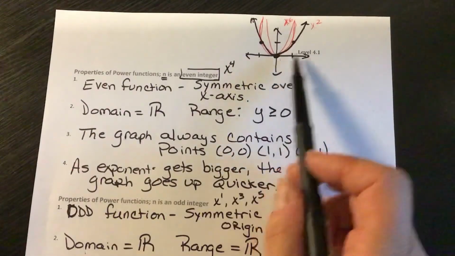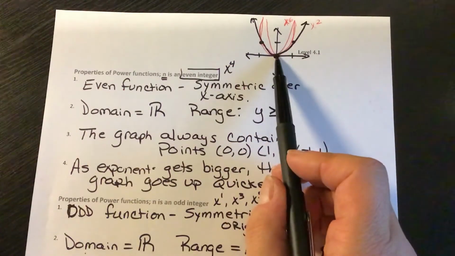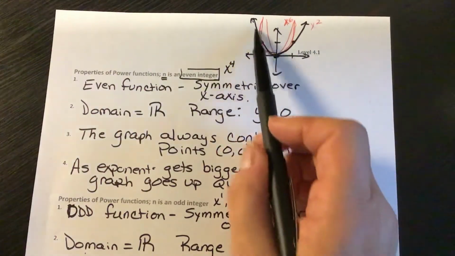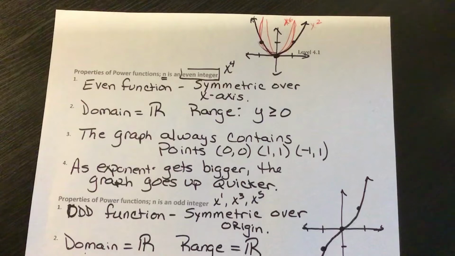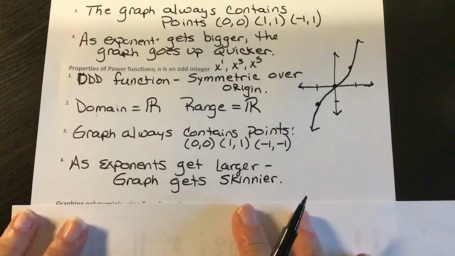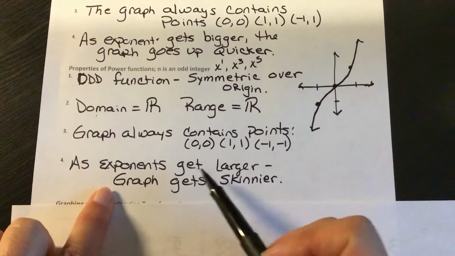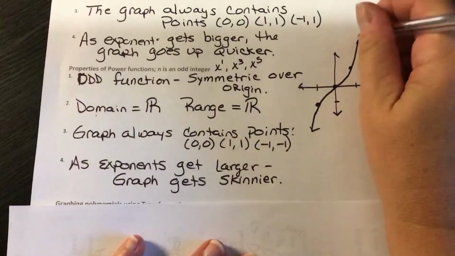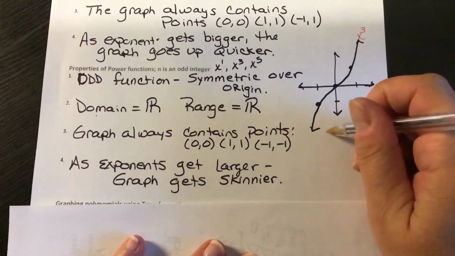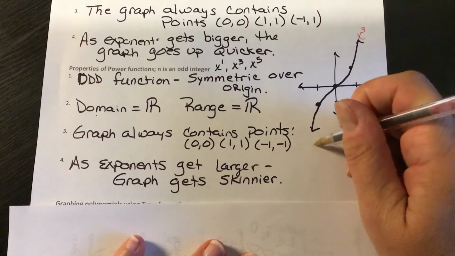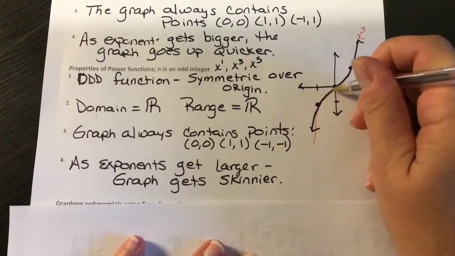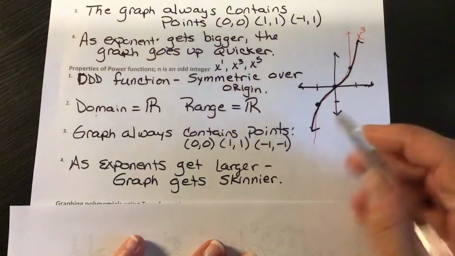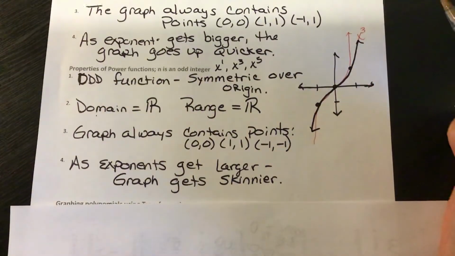In the even power functions, my range is always going to be greater than or equal to 0 because I'm not going to go below the x-axis unless it's some kind of transformation, like if it has a +1 or -1 at the end. And as our exponents get larger, the graph is going to get skinnier. I said this was an x to the third function. If I were to make an x to the fifth function, it's just going to go up faster and it's going to get skinnier.